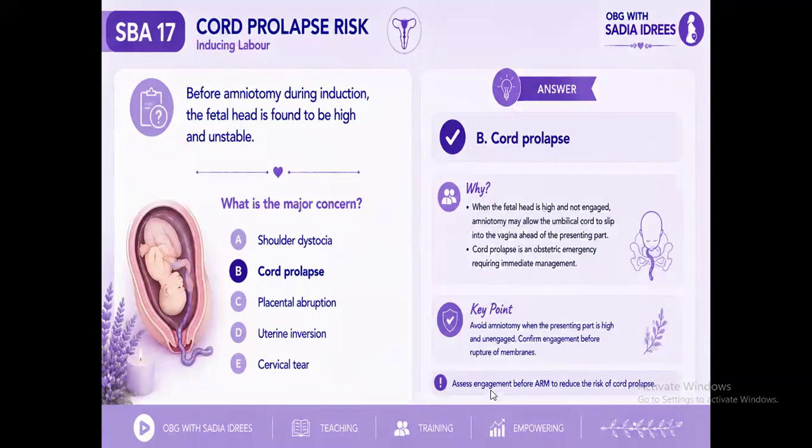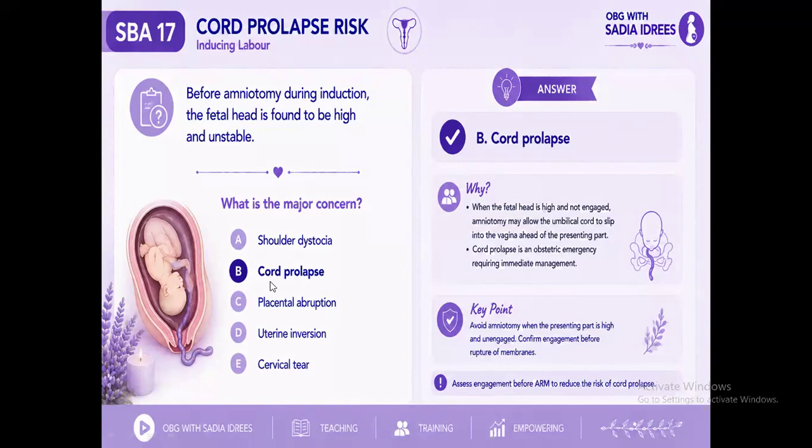Okay, now remember question number 7. I told you not to perform amniotomy blindly when the head is high. So question 17 tells you exactly why. Before amniotomy during induction, the fetal head is found to be high and stable. What is the major concern? A. Shoulder dystocia. B. Cord prolapse. C. Placental abruption. D. Uterine inversion. And E. Cervical tear. What is the major concern?